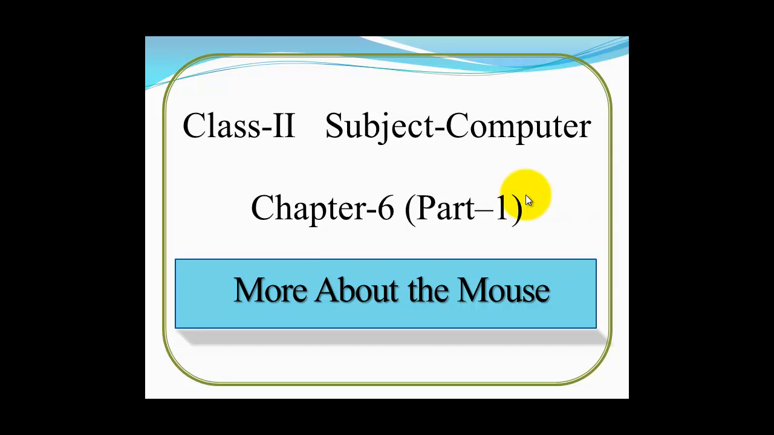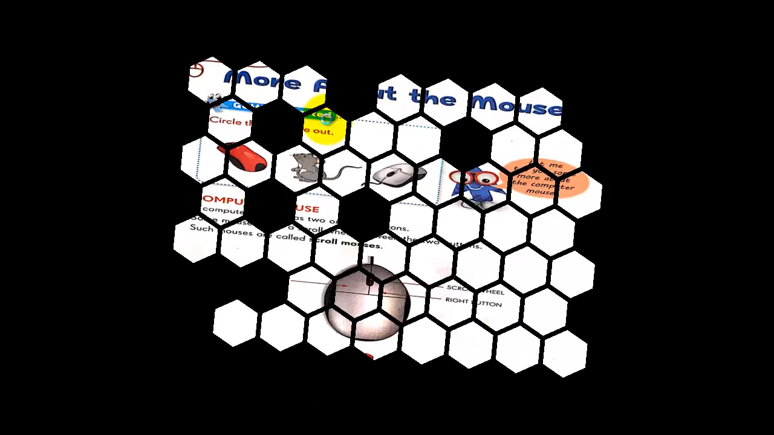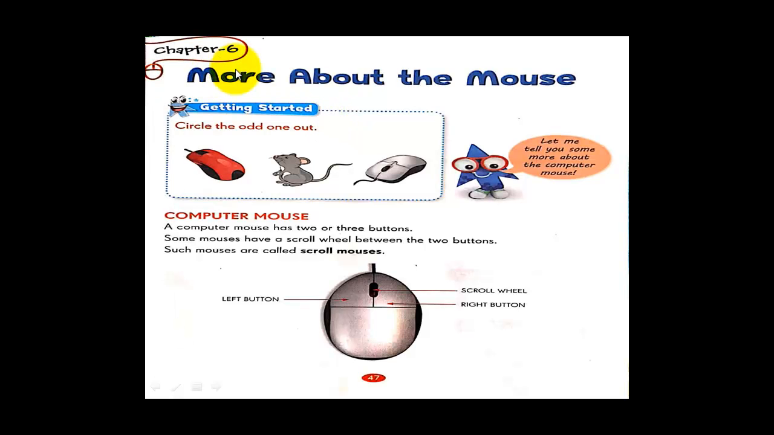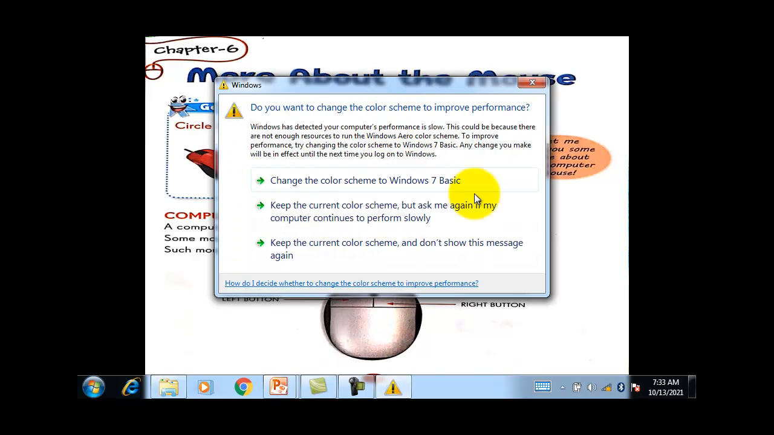More about the mouse, that is chapter number 6. This is a new chapter. You already know a computer mouse, right? Chapter number 6, that is more about the mouse. What are the keys on the mouse? What are those keys called and what are their functions? We are going to study in this chapter.